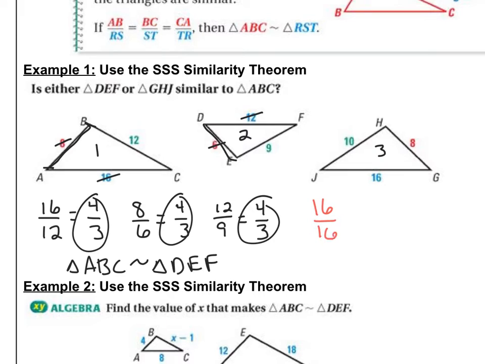So the longest side, again, was 16. 16 over 16. That's going to give me 1 over 1. And then we're going to take the shortest sides, which would be 8 over 8, which would also simplify to 1 over 1. And then the sides we haven't messed with yet, which would be 12 over 10. And that's going to simplify down to 6 over 5, which does not match the other two. So triangle 1 is not similar to triangle 3. Okay, so that's how you can use the SSS theorem to prove similarity. You just compare all of the sides.